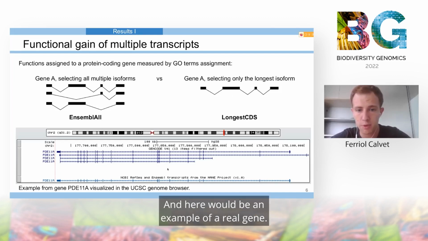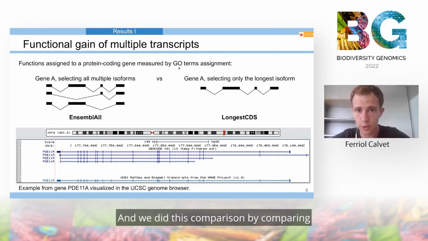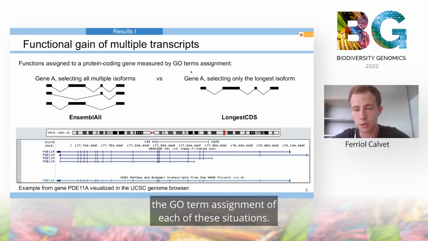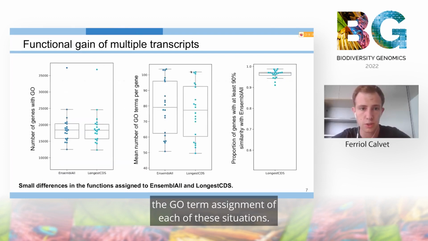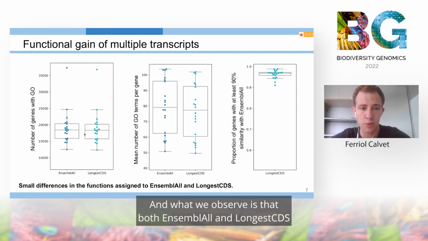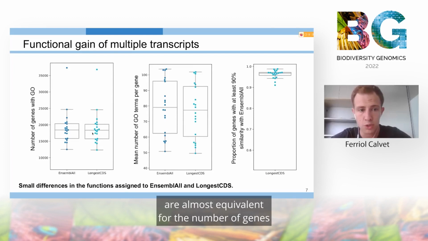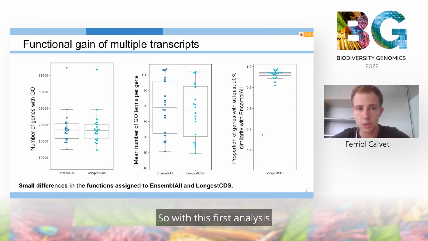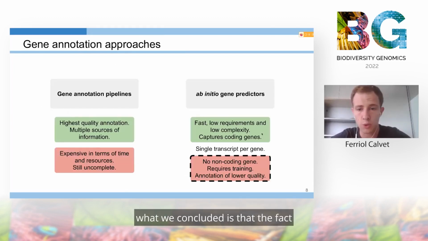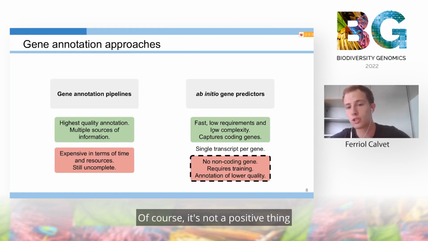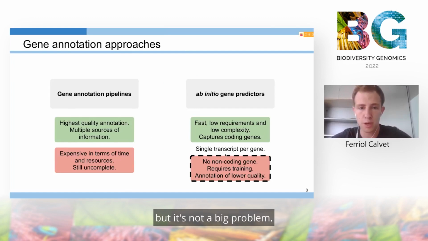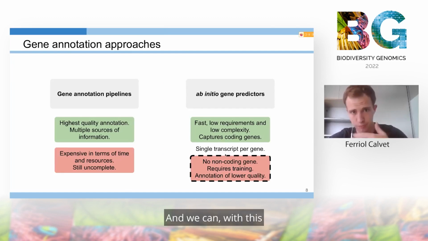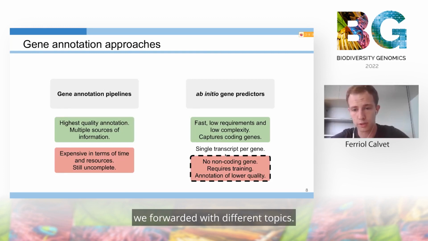And here would be an example of a real gene. And we did this comparison by comparing the GO terms assignment of each of these situations. And what we observed is that both Ensembl and longest CDS are almost equivalent for the number of genes with GO, for the mean number of GO terms assigned to each gene, and also in terms of similarity. So with this first analysis, what we concluded is that predicting a single transcript per gene is not a drawback anymore. Of course, it's not a positive thing, but it's not a big problem. And with this, we moved forward with the different topics.